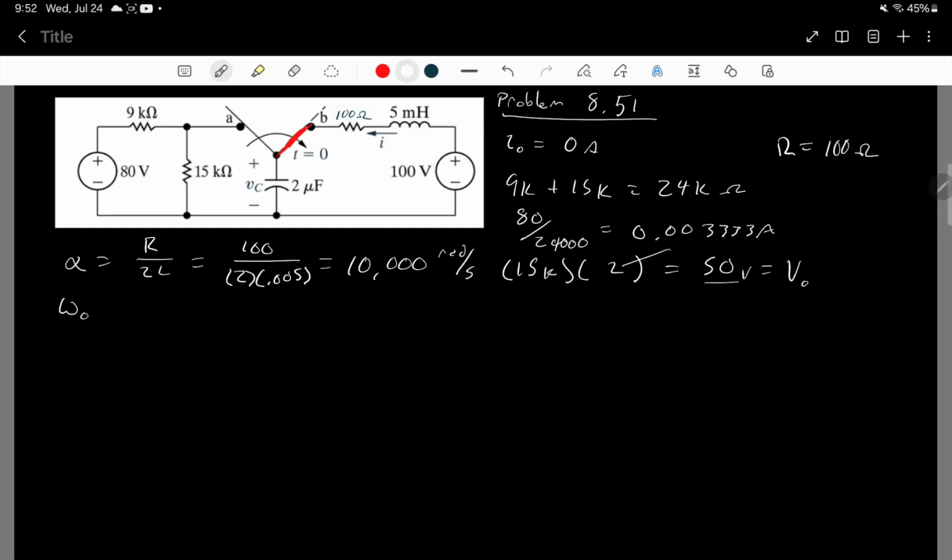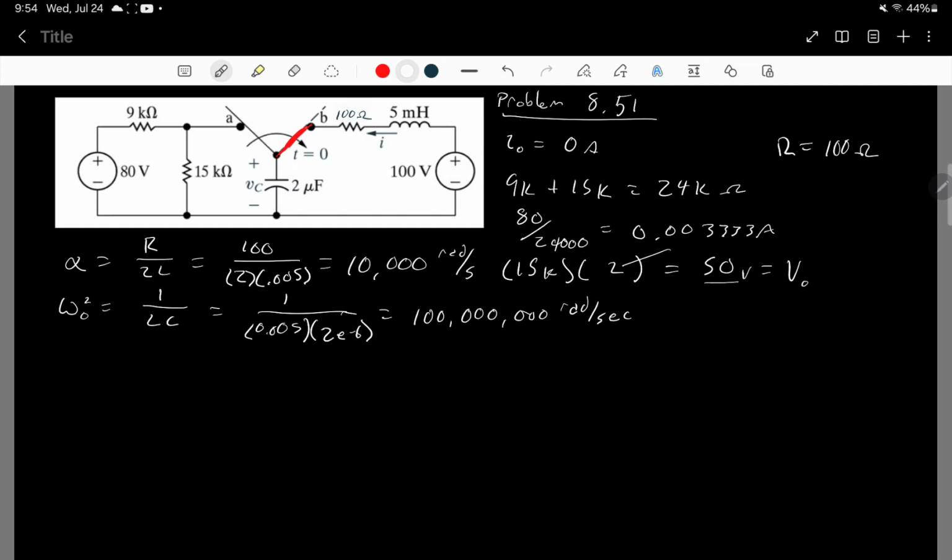For our resonant frequency, omega squared is 1 over LC. So we have 1 over 0.005 times 2 microfarads, so 2 times 10 to the negative 6 farads, which is equal to 100 million radians per second.